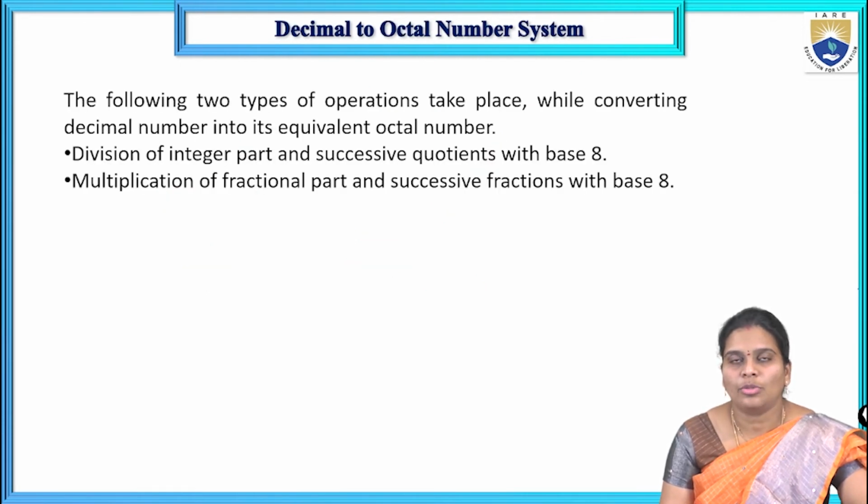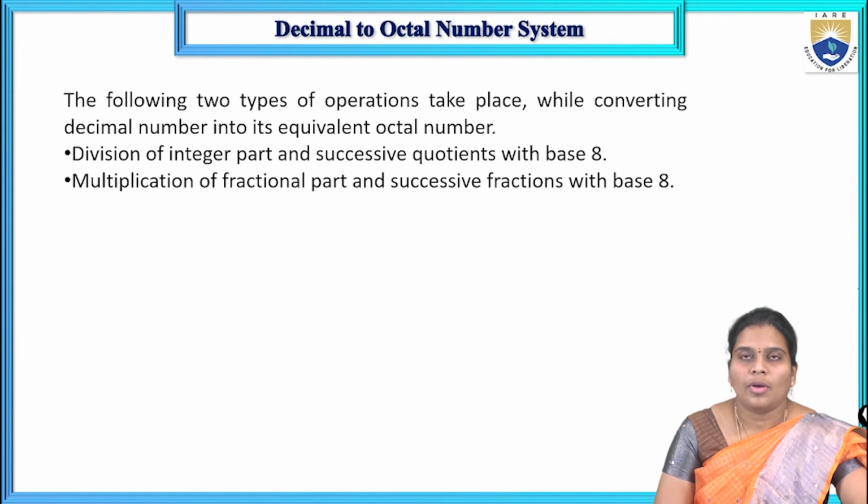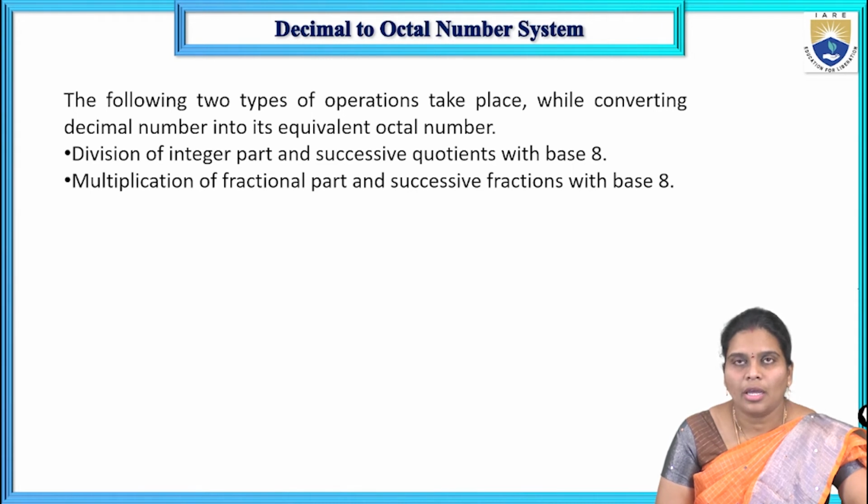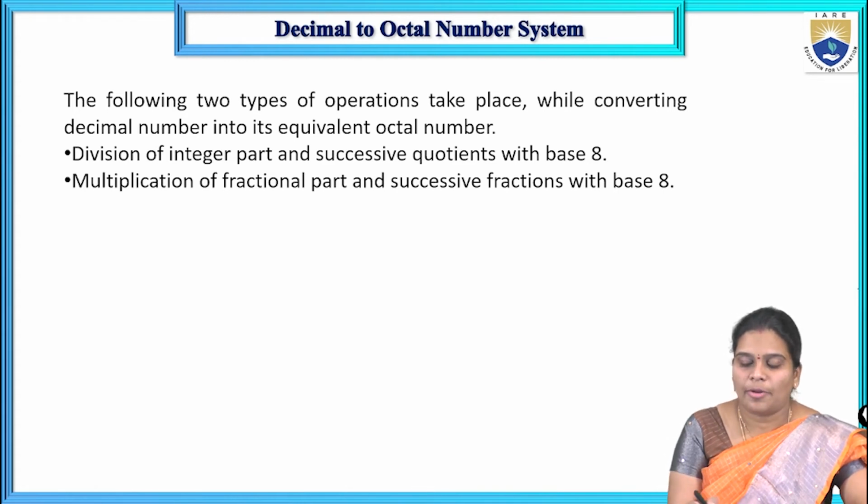Next one, decimal to octal number system. Same procedure. Here also we take the octal base value. For the integer value we divide by that base value. If we take a fraction value, the point's left side is divided by the base value, and the point's right side is multiplied by the base value.